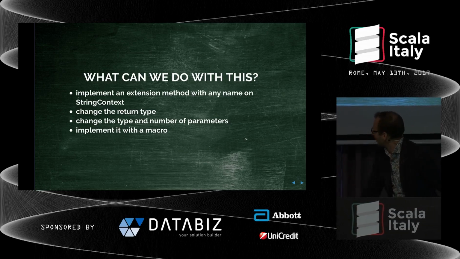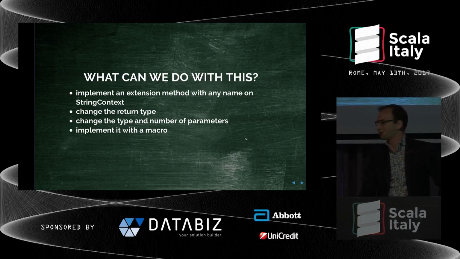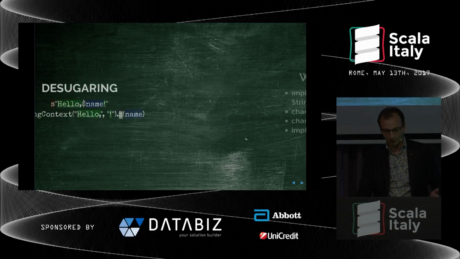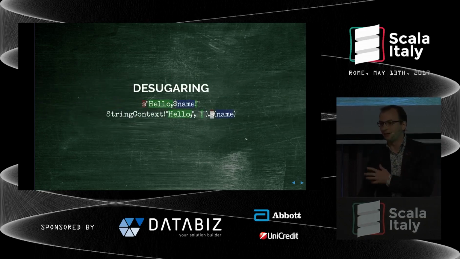And this last point here, which maybe causes people a little bit of uneasiness, quite rightly, is that we could implement that S with a macro. The feature of macros is completely orthogonal from the feature of interpolators, and there's no reason why we can't do that. Remember, all we're trying to do is make that second line there compile.